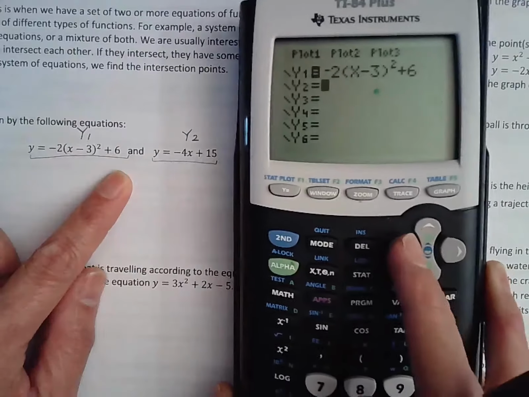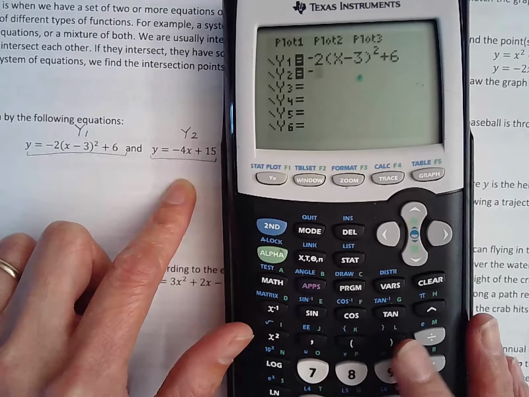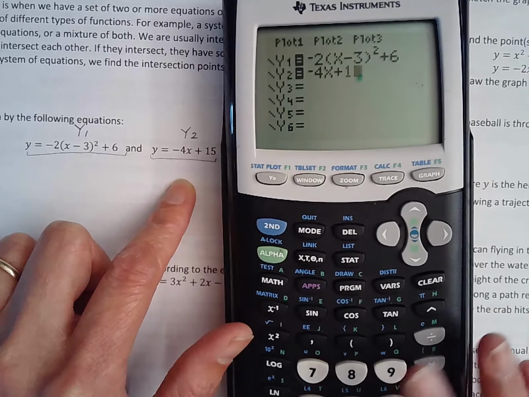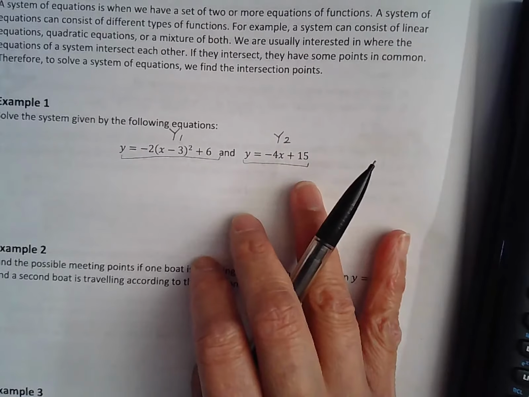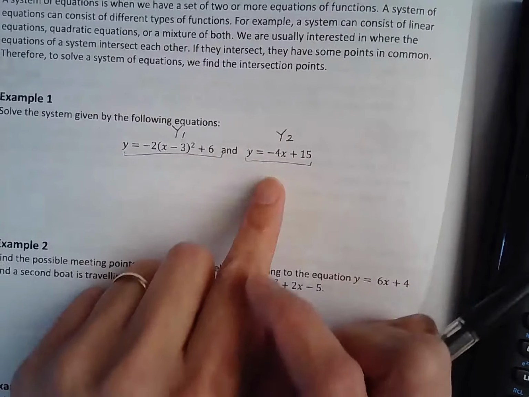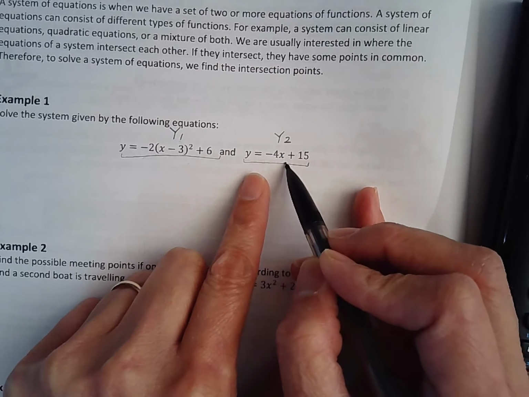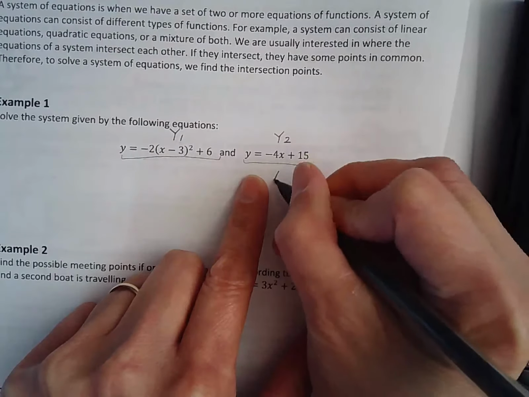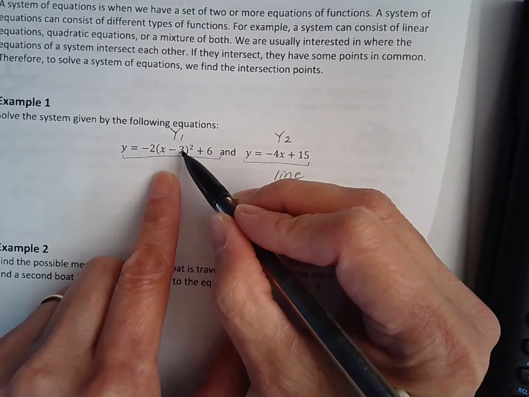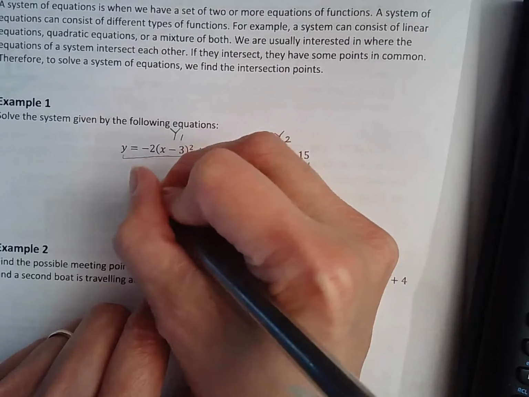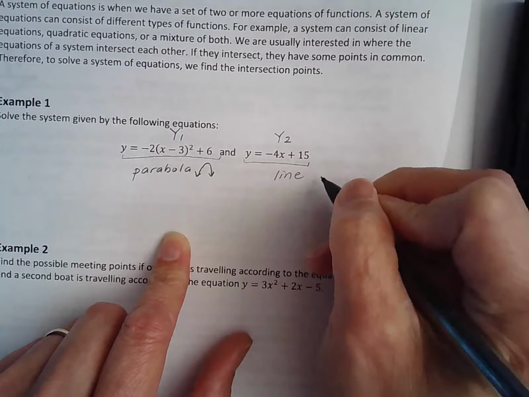We're going to go to y2. Enter the second equation. Make sure we put the negative sign in here, so negative 4x plus 15. Okay, stop right there. Don't graph it yet. What kind of picture are you gonna get from here? The y2 will give us a line going down. And this one is gonna be a parabola facing down.